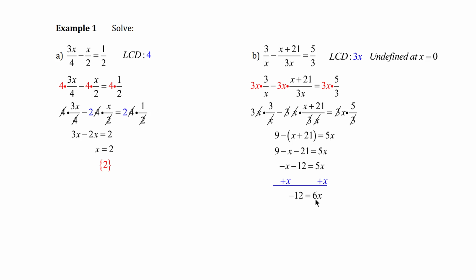Next, we get rid of the 6 in front of the x by dividing both sides by 6. We have negative 12 divided by 6 equals 6x divided by 6. Next, we simplify. Negative 12 divided by 6 is negative 2. 6x divided by 6 is x. So the final result is negative 2 equals x, or you could write it as x equals negative 2. Our final answer is written in set notation, so I have a set of curly brackets and negative 2 on the inside.